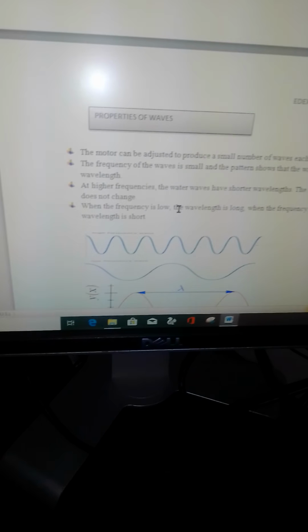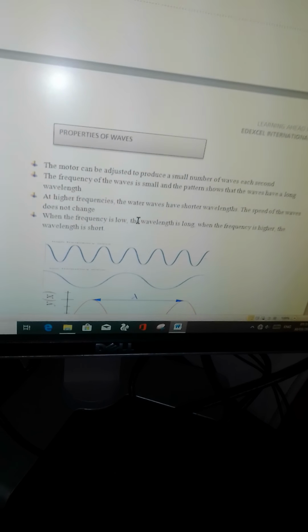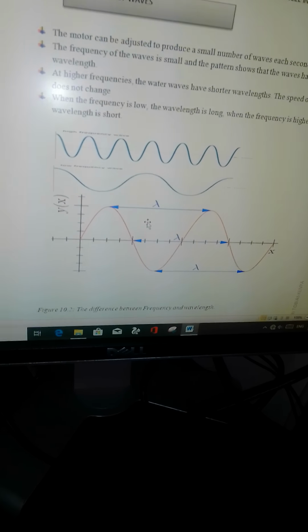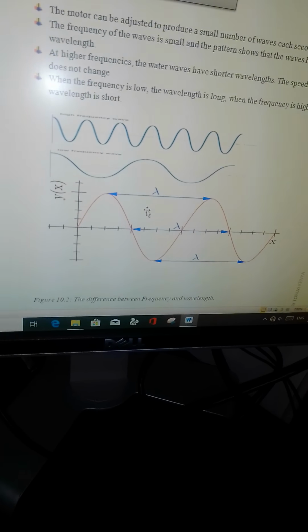In our video, we have shown you how a ripple tank actually works, and in the notes assigned on your portal, you can note down important points, the properties of waves. Now, let's move on.